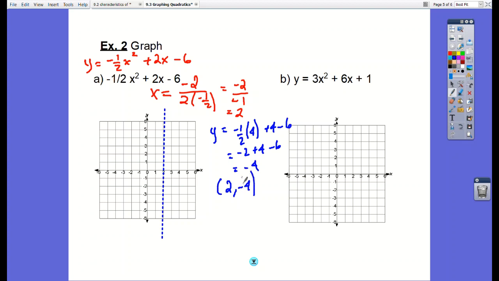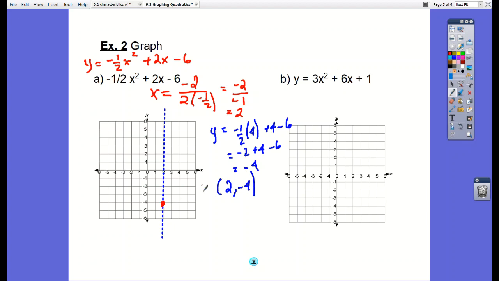So if you disagree, just check how you did this. If you're plugging in a 2 here, 2 squared is 4, and then multiply by negative 1/2. Make sure you're following order of operations. Plus 4, so that would add to a positive 2. Minus 6 is a negative 4. All right, so then let's plot this point, 2, negative 4, which is right here.